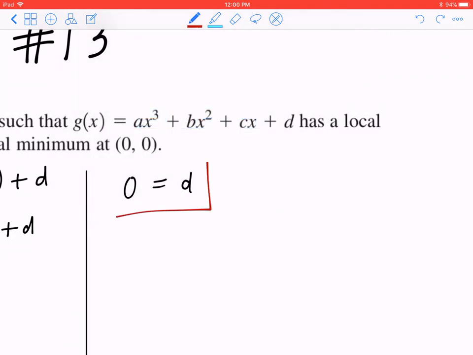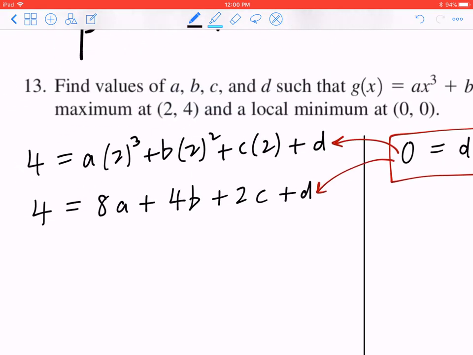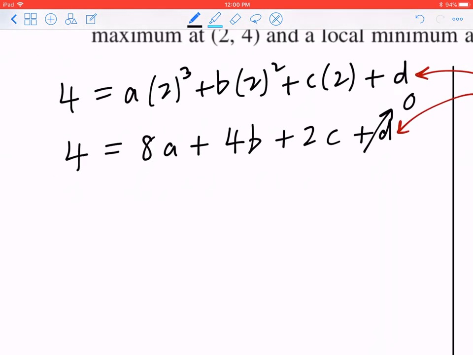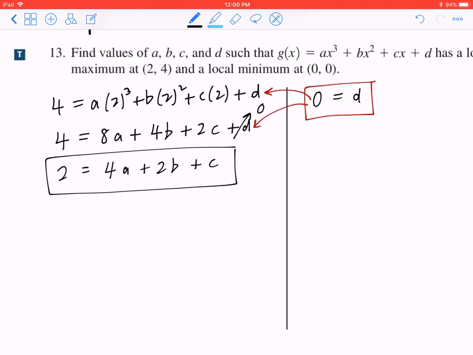Now, we found d, which means you can plug it back to here, or you can just plug it back into there. This means this term is going to be 0, and you can divide both sides by 2. And when you do this, 2 equals to 4a plus 2b plus c. And I'm going to put a box around this. I'm going to come back to it in a moment.